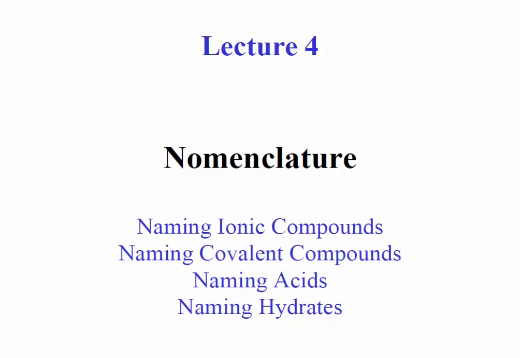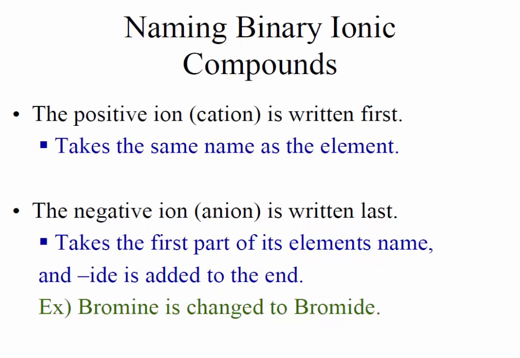Hello, this video will be about nomenclature of ionic compounds, covalent compounds, and acids, and we're not going to worry about naming hydrates. So the first type of compound you might see is naming binary ionic compounds. Binary meaning containing only two elements.